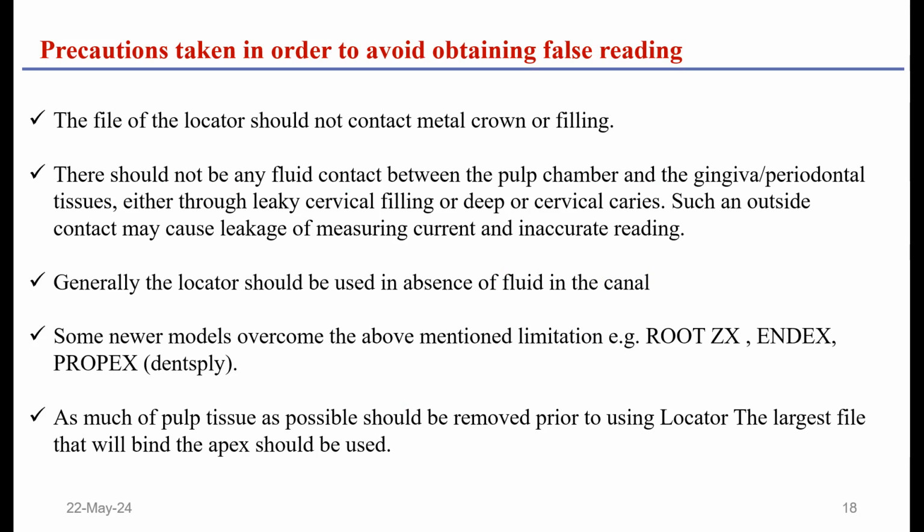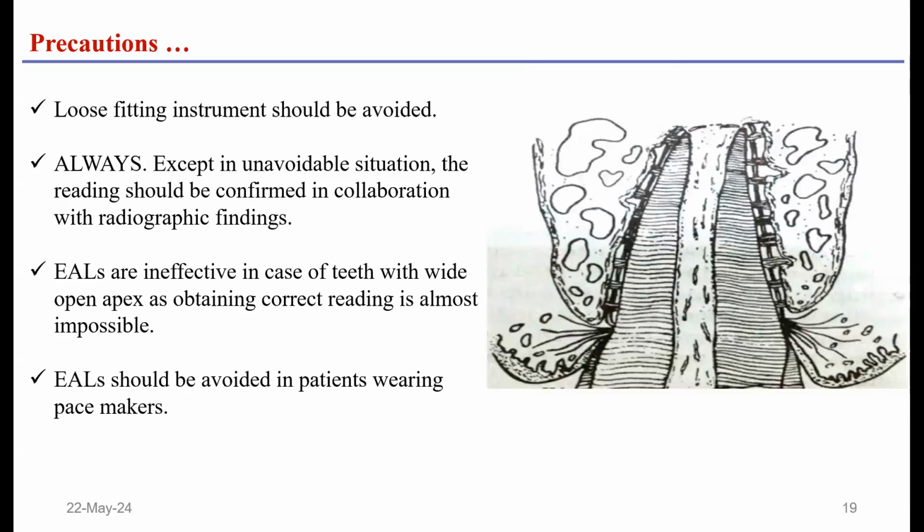Some newer models overcome the above mentioned limitations, the latest ones, like Root ZX, iPex, Propex from Dentsply, all these things. But we should make sure that the pulp is properly extirpated, and as far as possible, we cannot 100% eliminate the moisture from the canal, but as far as acceptable, we have to remove the moisture and then check for the working length. As much of the pulp tissue as possible should be removed prior to using the locator, and the largest file that will bind at the apex should be used.